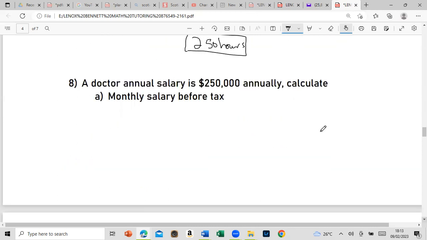All right. So number 8 says a doctor's annual salary is 250,000, paid annually. I already stated that is over this one. All right. So calculate his monthly salary before tax. That should be easy.